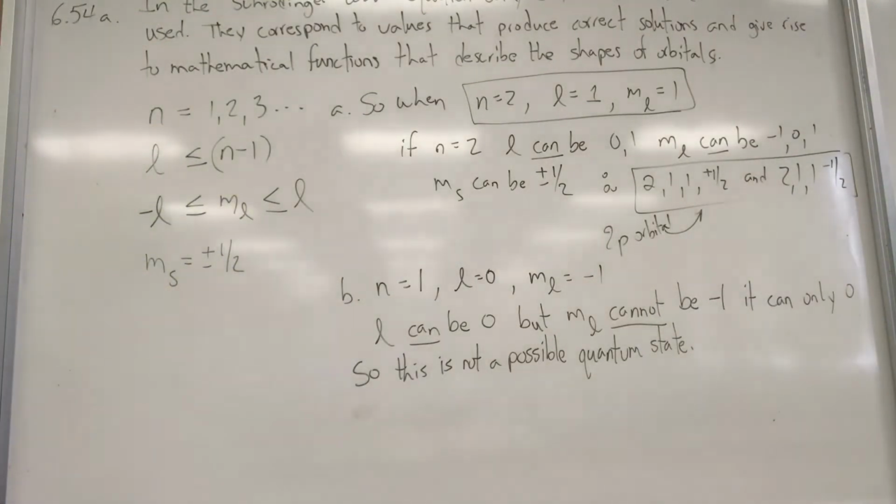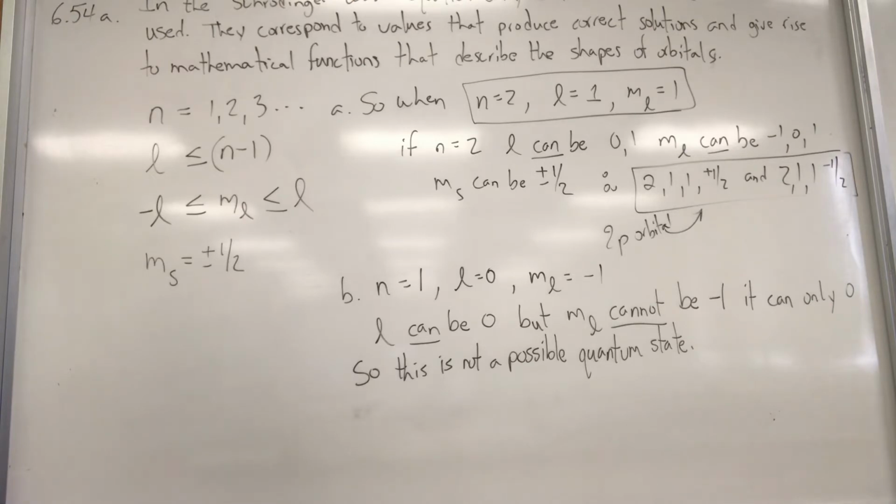Right. In 54 it asks, which of the following are permissible sets of quantum numbers for an electron in a hydrogen atom? There are 4 questions, n equals 2, l equals 1, m sub l equals 1, and several questions of the same type. So in the Schrodinger wave equation, only certain numbers can be used.